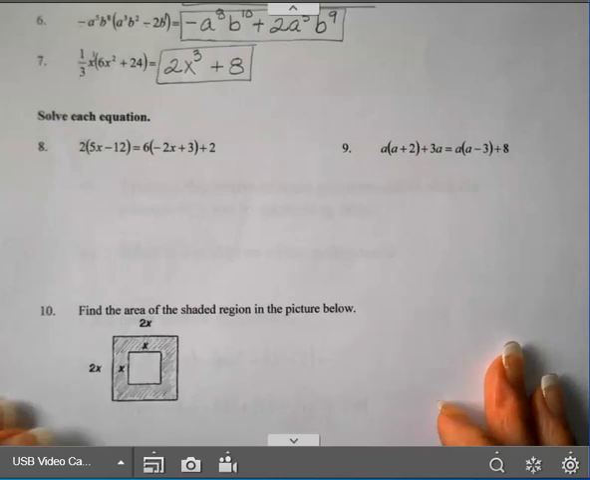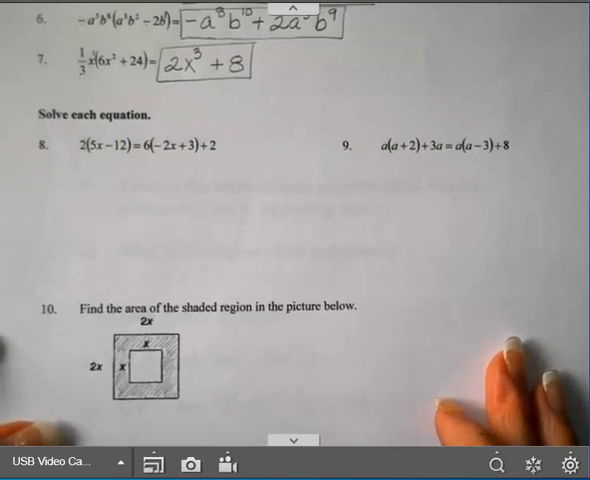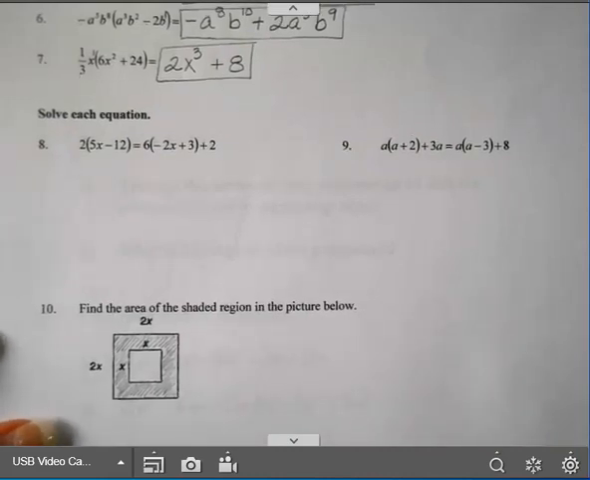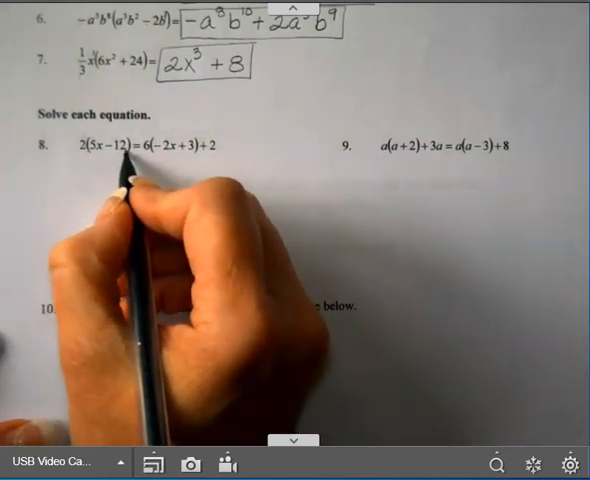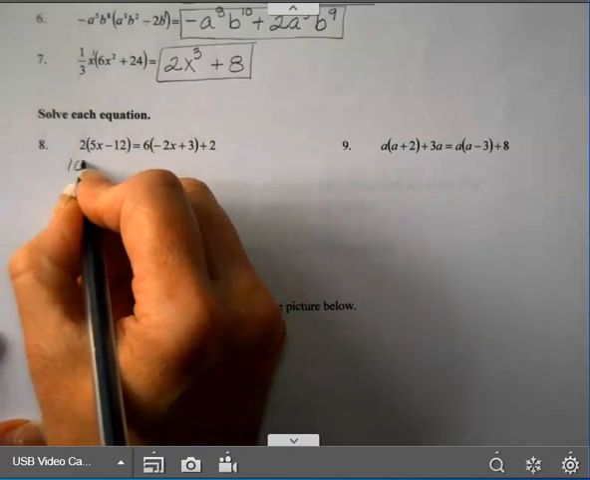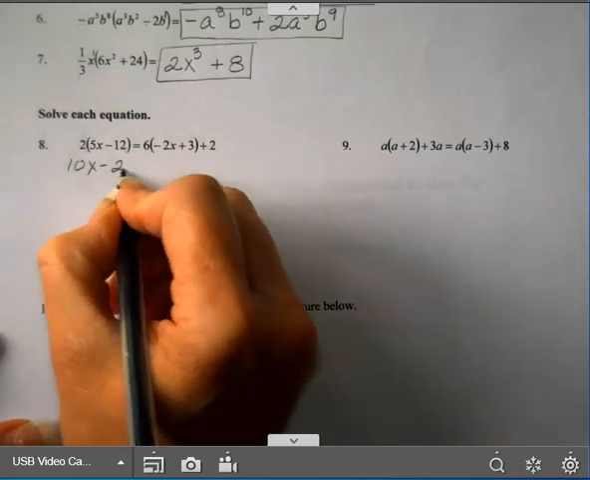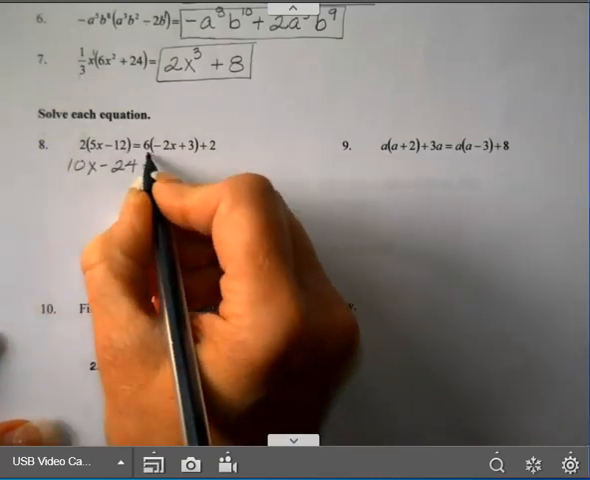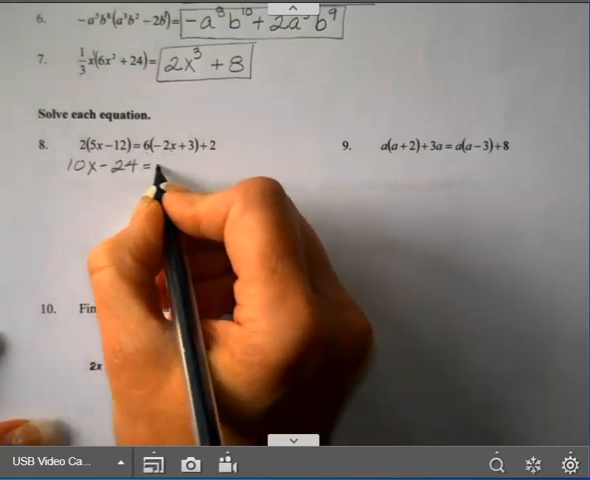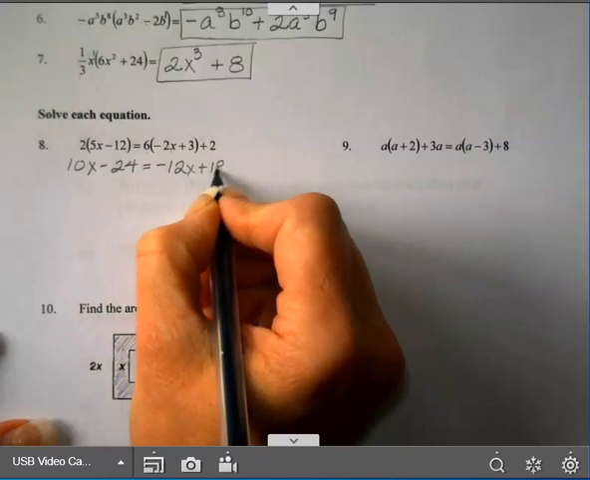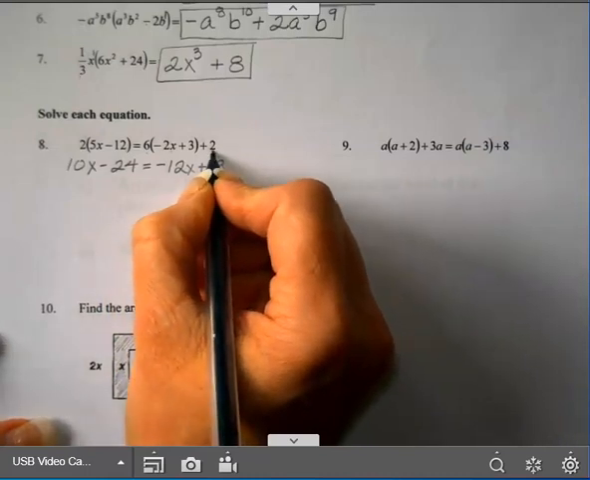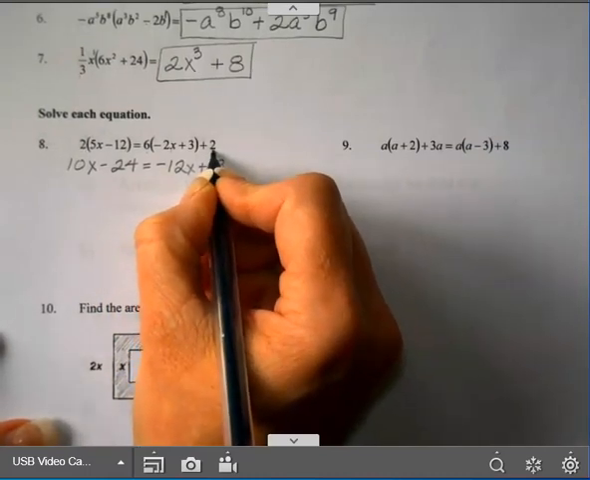Now we're going to solve each of the equations on 8 and 9. I'm going to distribute my 2 into the parentheses. That gives me 10x minus 24. And then on the other side, multiply that out. That's negative 12x plus 18. This 2 is not in the parentheses, so you do not multiply it by the 6.